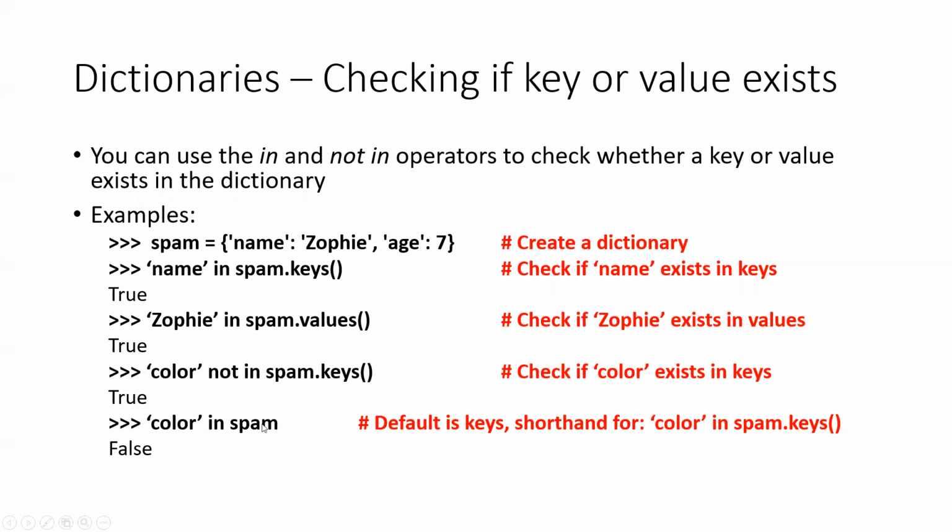If we try to see if color in spam, notice that if we don't put .keys or .values out here, it defaults to .keys. So if I say color in spam, it's going to check to see whether or not color is in the keys.